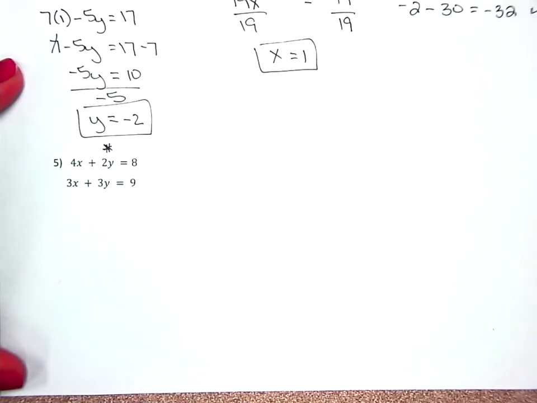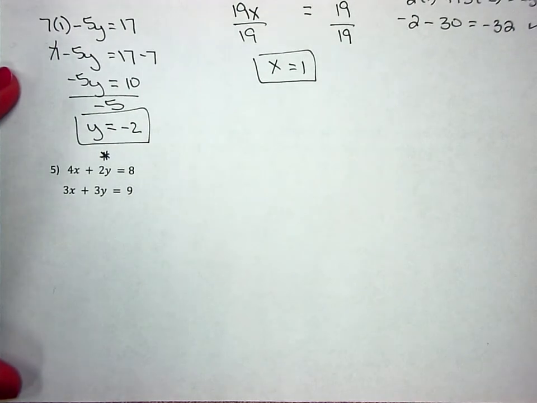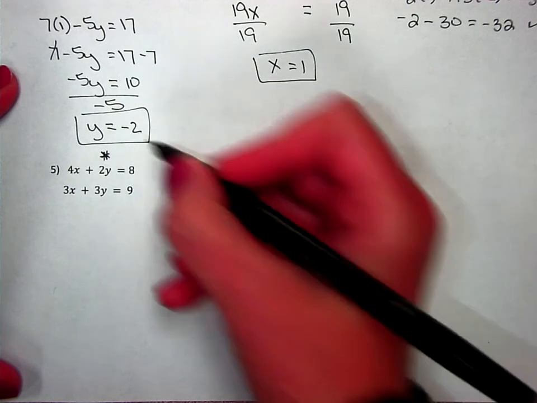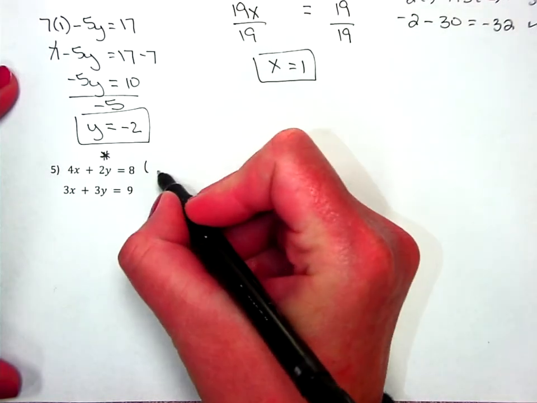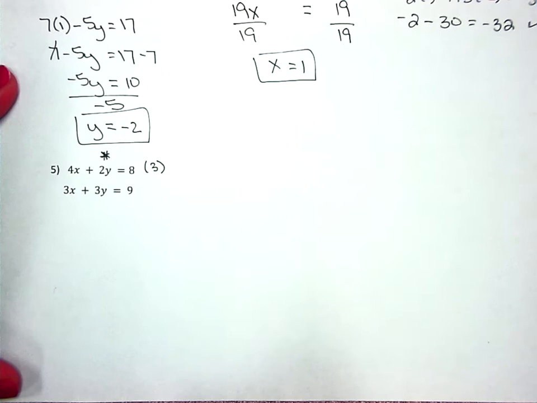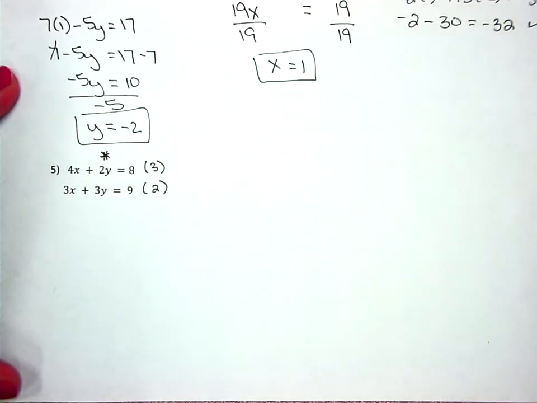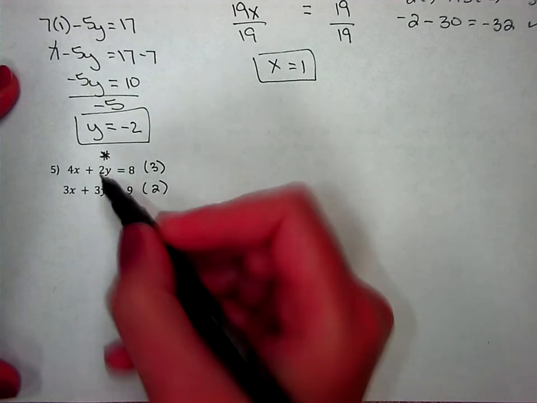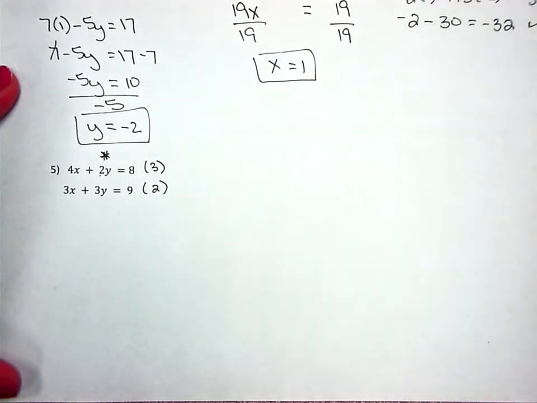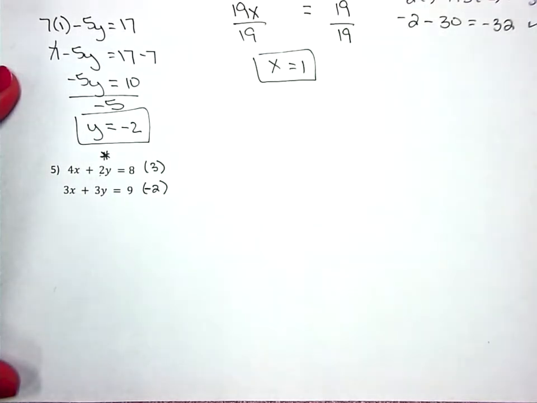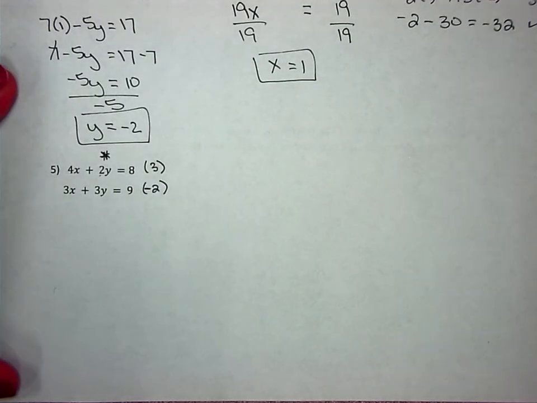I'm going to eliminate the y's, mainly because when I look at these, I try to use the smallest numbers possible. So when I count up by 2 and by 3, I would get a 6. So I'm going to have to multiply the top equation by 3 and the bottom equation by 2. So when I do that, I'm going to have a 6y and a 6y. They're going to be the same, but I need opposites. So one of them is going to have to be negative. I'm going to put the negative on the 2. It doesn't matter which one you would have chosen. You get the same answer either way.